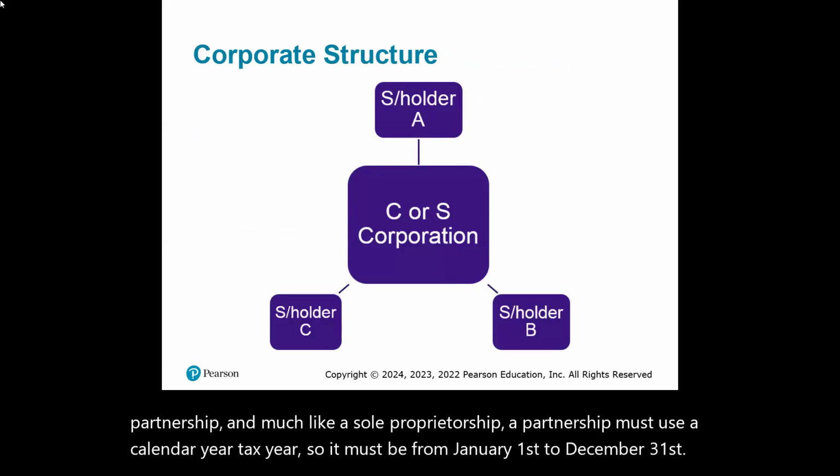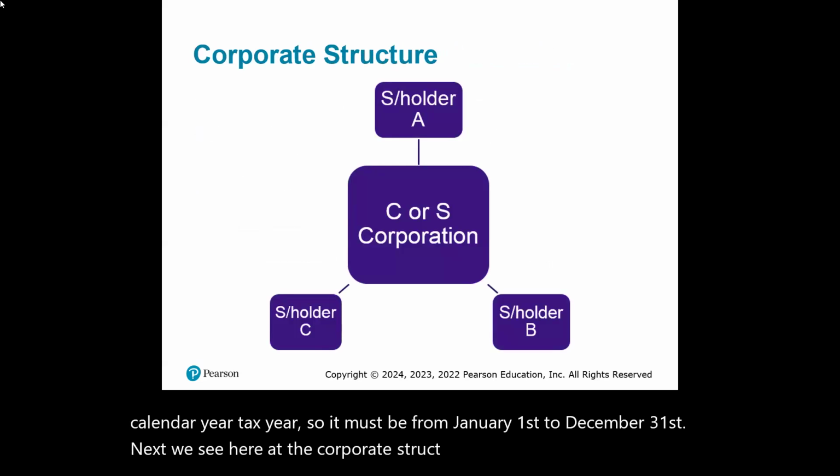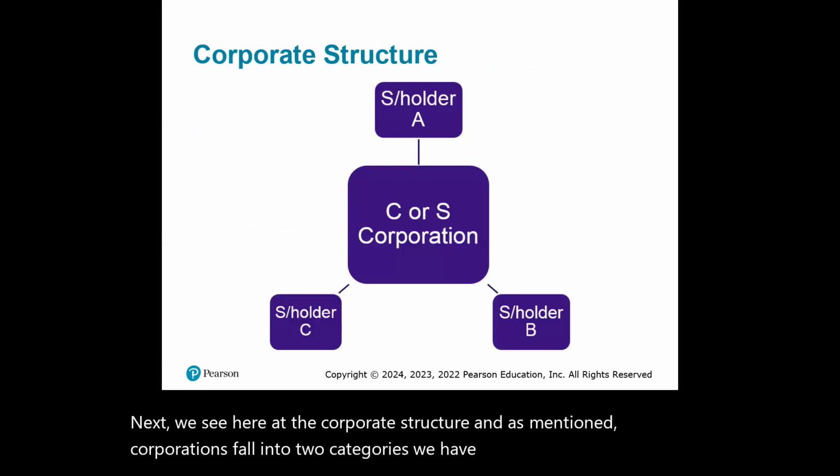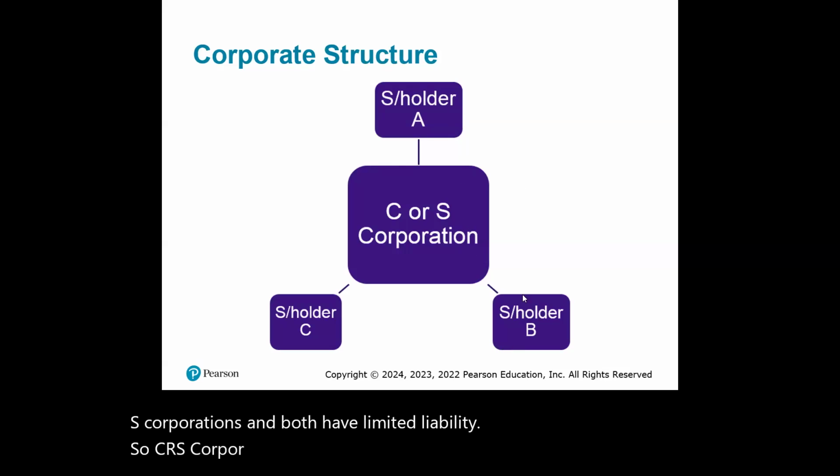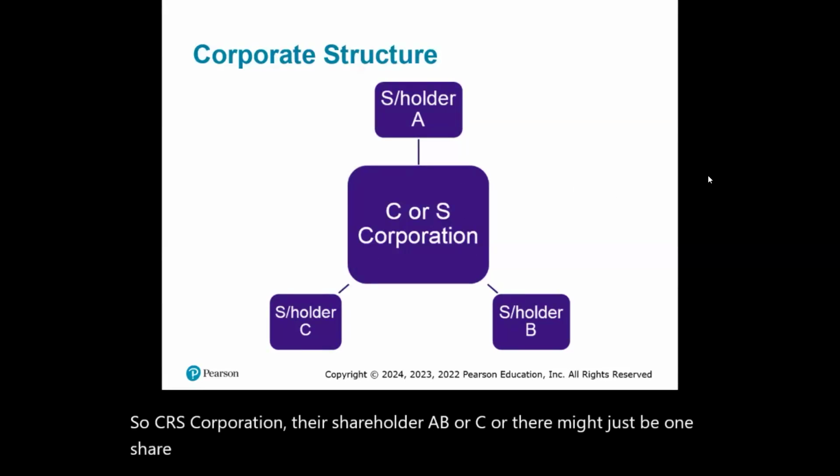Next, we see here the corporate structure. And as mentioned, corporations fall into two categories. We have C corporations and we have S corporations, and both have limited liability. So C or S corporation, there's shareholder A, B, or C, or there might just be one shareholder.